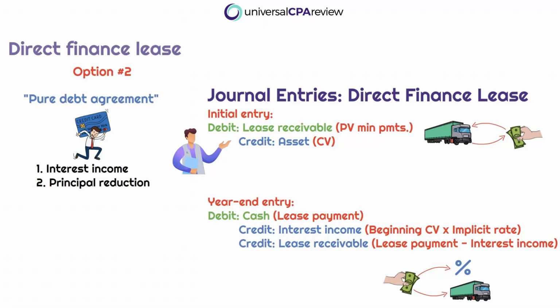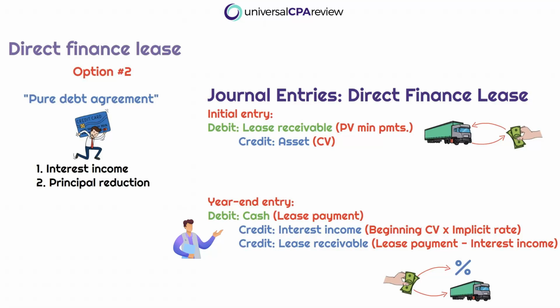But they're still going to allocate this lease payment when they receive it to either interest or a reduction to the principal that is owed. So they receive that cash payment, which is going to be debited. They're going to credit the interest income and credit the principal that is getting reversed.